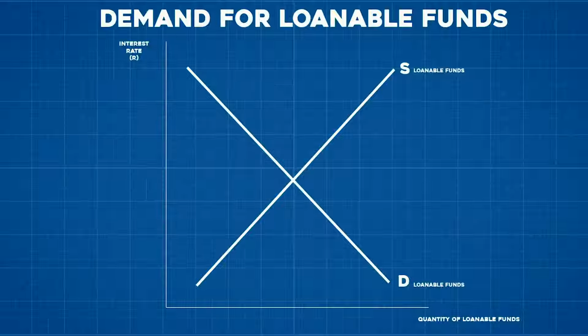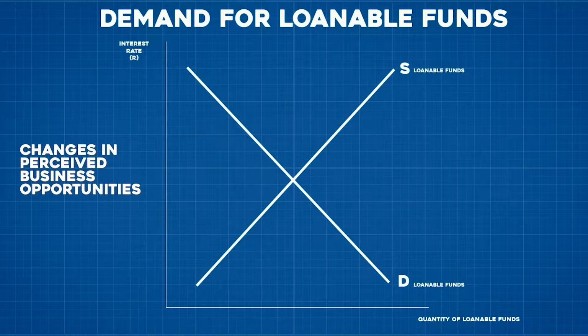Now both of these curves can shift all over the place, and let's look at the demand curve first. The demand curve for loanable funds will shift for two reasons. The first is changes in perceived business opportunities. Like in the 1990s, when businesses began to see the dominance of the internet on the horizon, they borrowed tons of money and shifted the curve to the right. But when opportunities look bleak, that shifts the curve to the left.